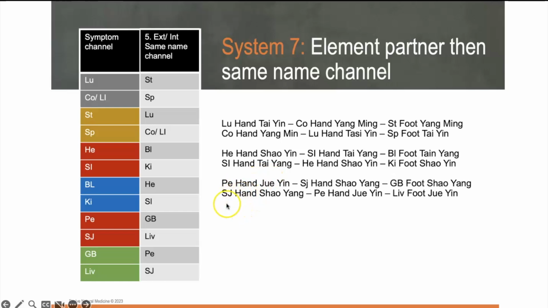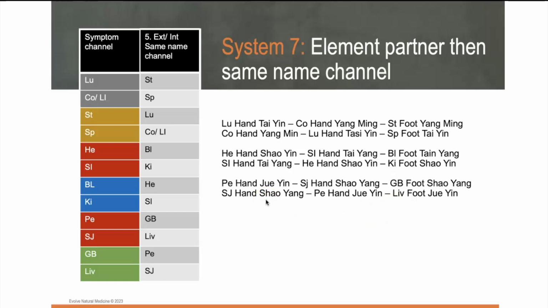If we look at the sanjiao, hand shao yang, again, it's the fire 2 is what I call it. Pericardium is the other meridian in that element, hand jue yin, then jue yin obviously has to go to the liver foot jue yin. So that means that the sanjiao, hand shao yang is balanced by the liver foot jue yin, and the liver foot jue yin is balanced by the sanjiao, hand shao yang.